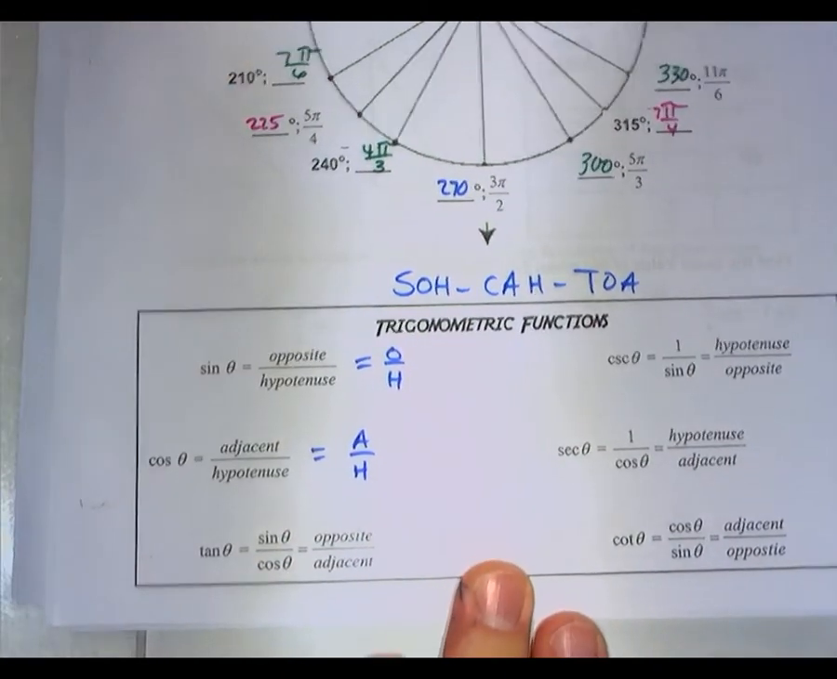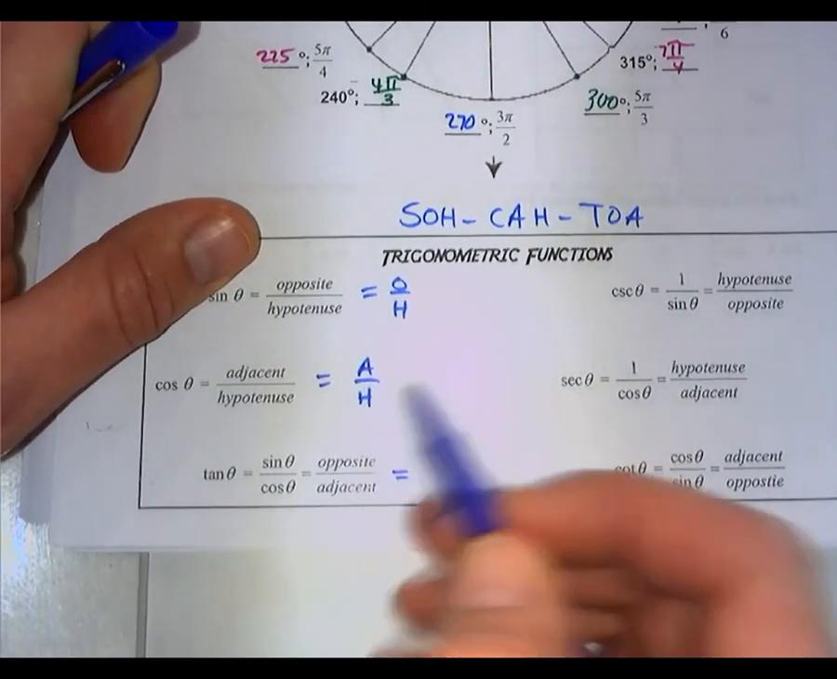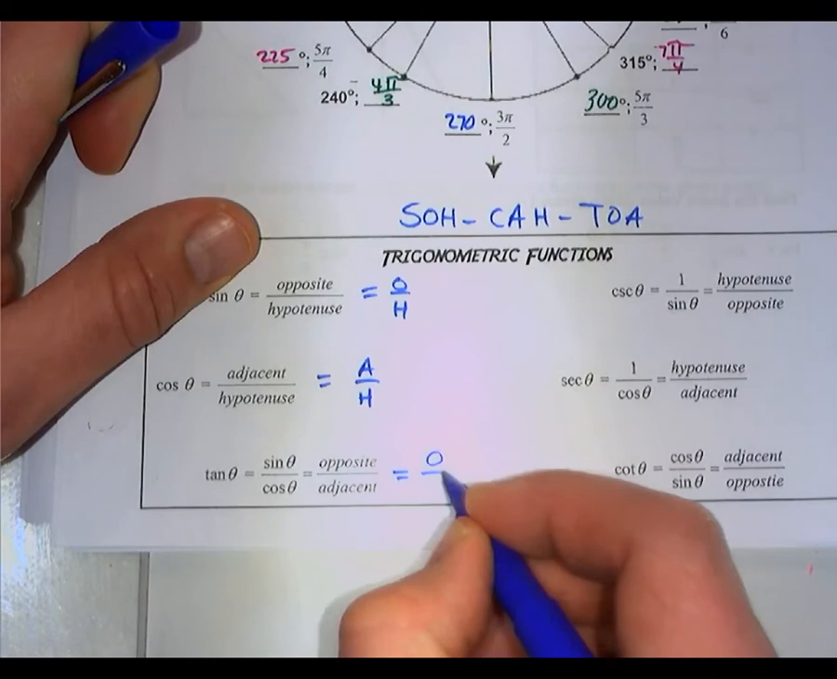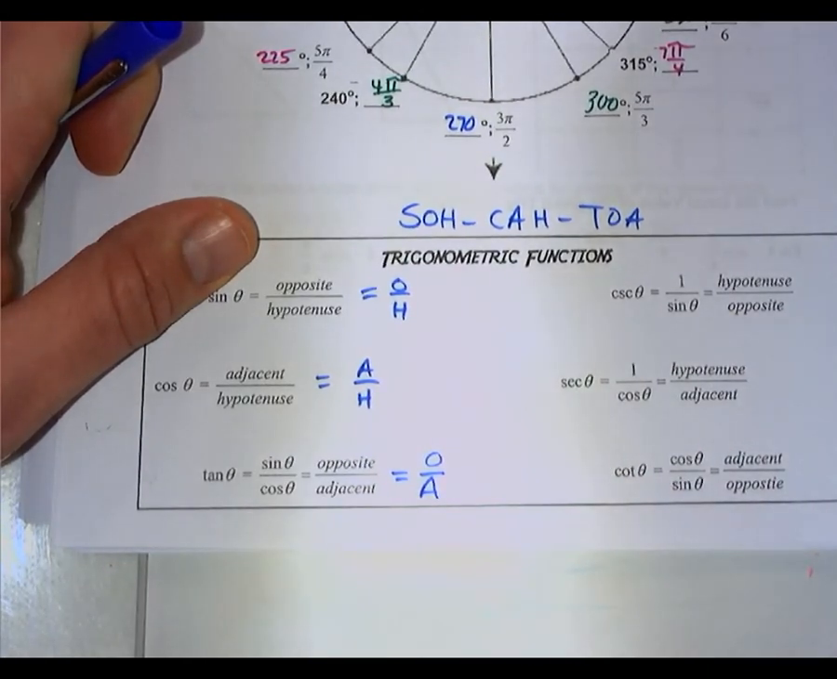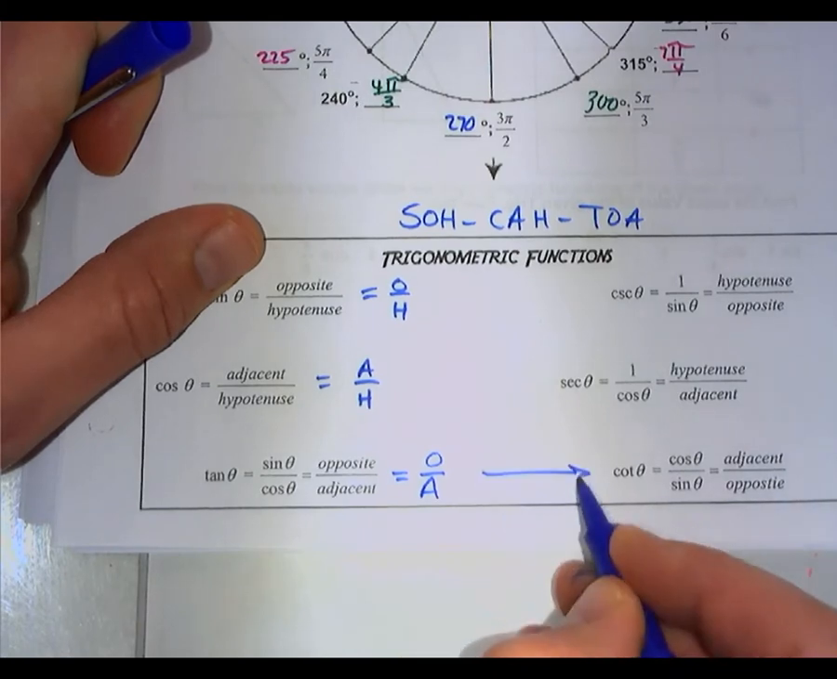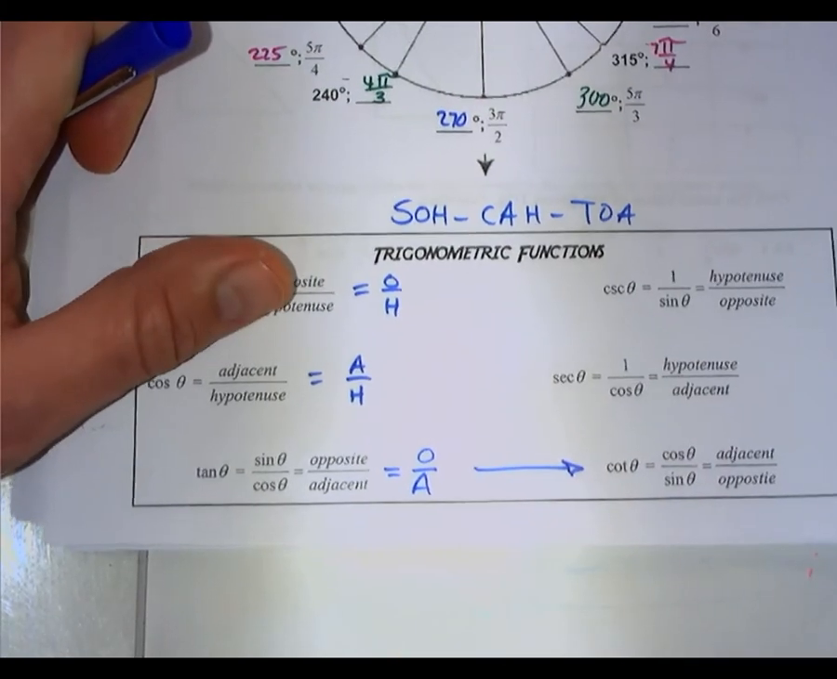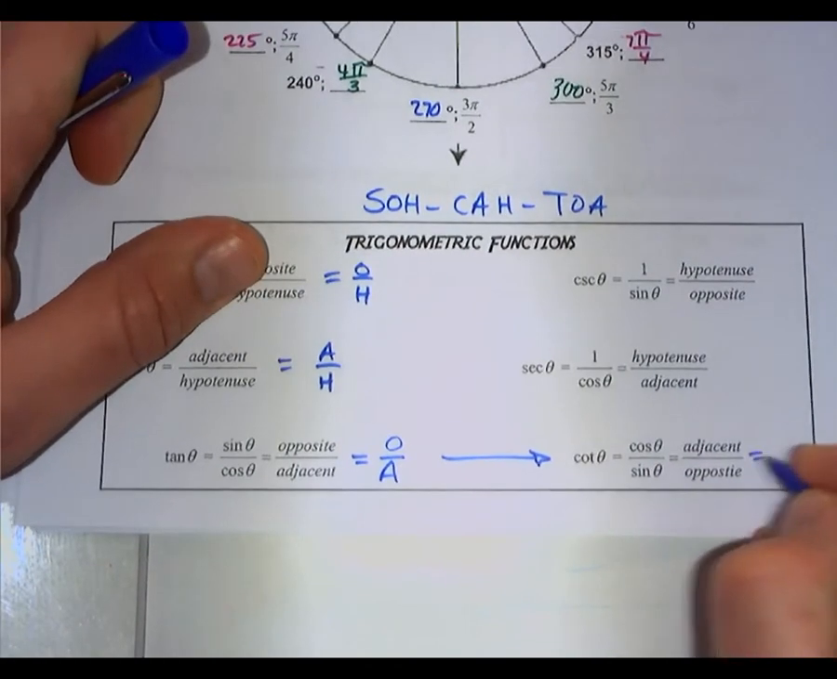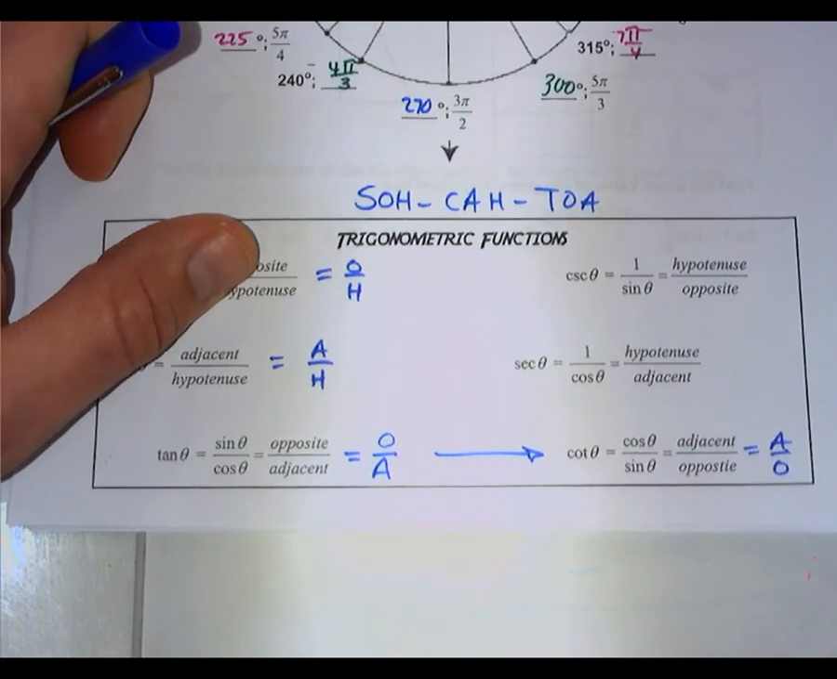And the last one, tangent, is sine over cosine. If I do sine over cosine, O over H divided by A over H, the H cancels, so it leaves you with TOA, O over A, opposite over adjacent. And we talked about the buddies. Remember, buddies don't start with the same letter. So tangent and cotangent are buddies. Cotangent is cosine over sine, which is A over O. Not to get confused with IO.